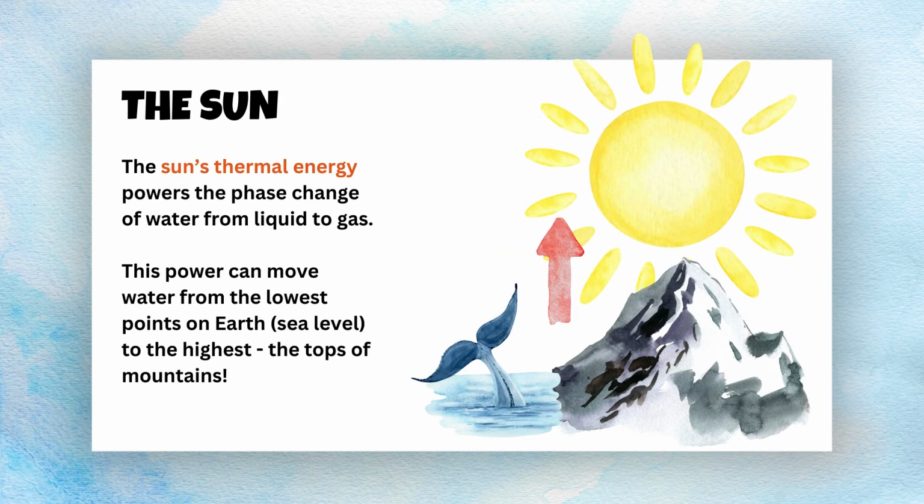The sun's thermal energy powers the phase change of water from liquid to gas. This power can move water from the lowest points on Earth, sea level, to the highest, the tops of mountains.